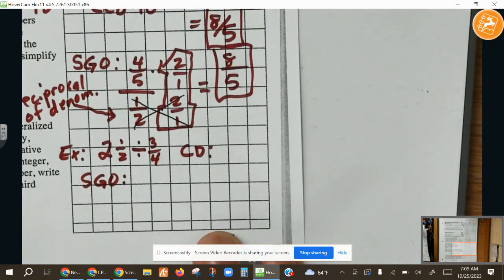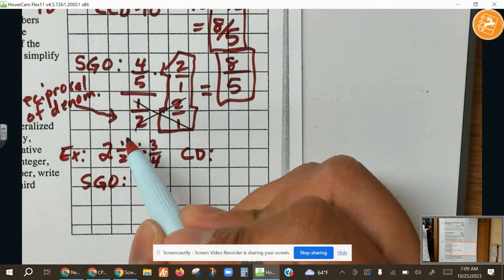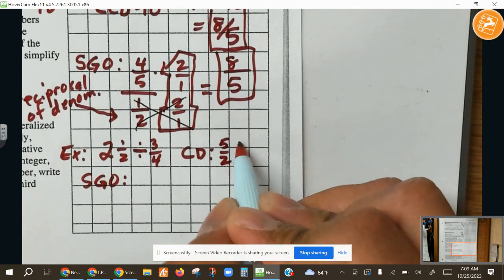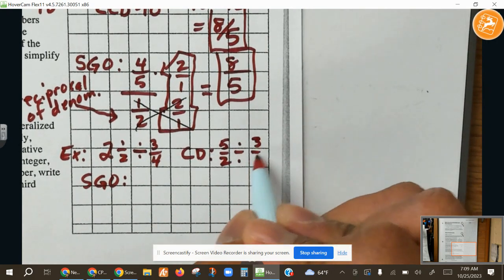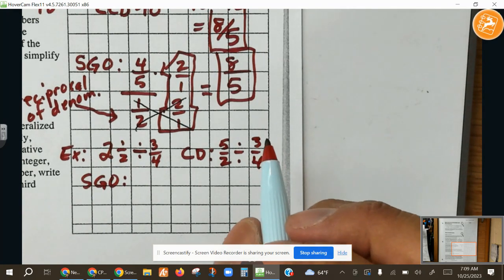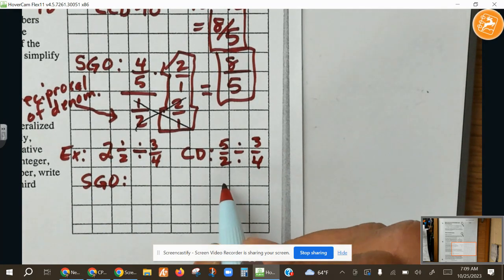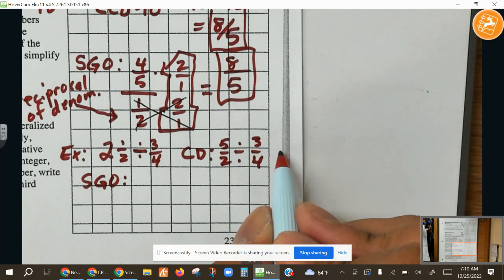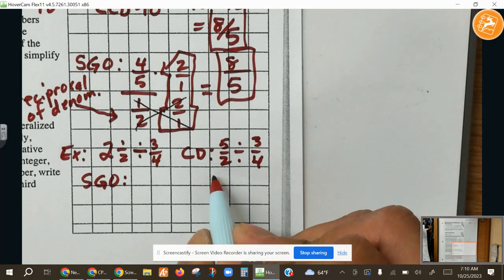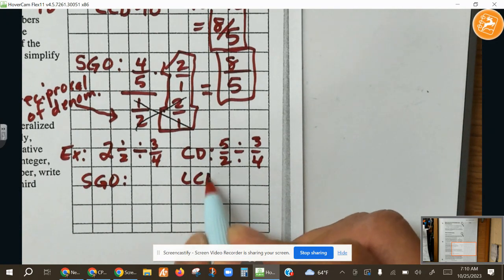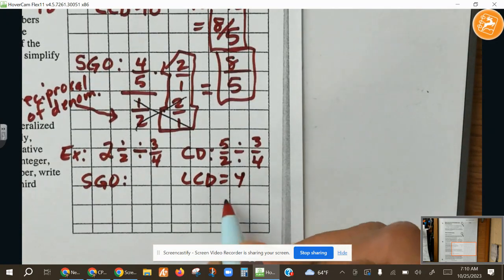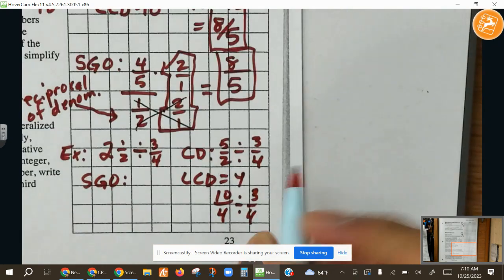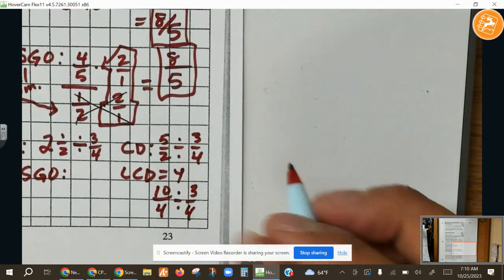All right, so if you worked it out, then you changed 2 1/2 to 5/2 divided by 3/4, and we're going to rewrite those with a common denominator. Least common denominator is 4. So since the LCD is 4, we're going to do 10/4 divided by 3/4. So the answer is 10/3.